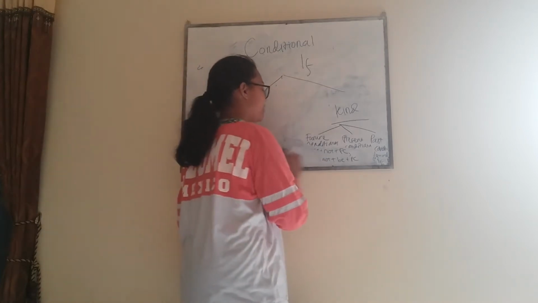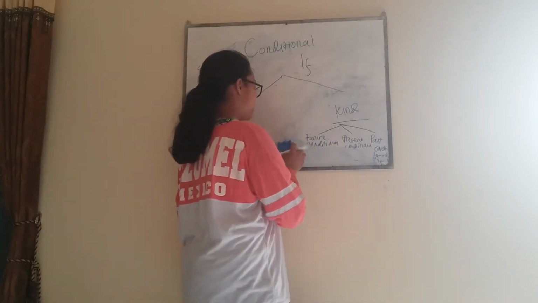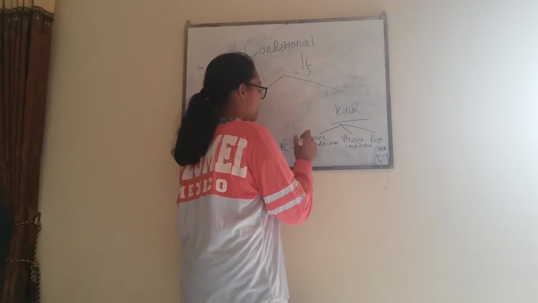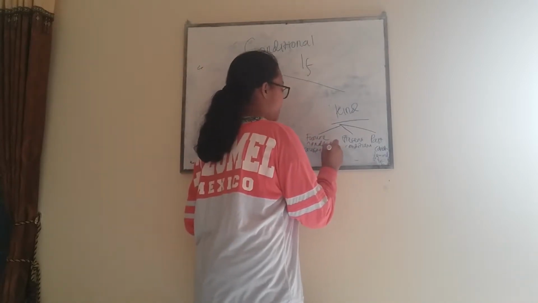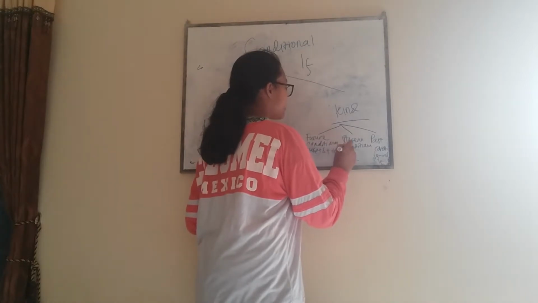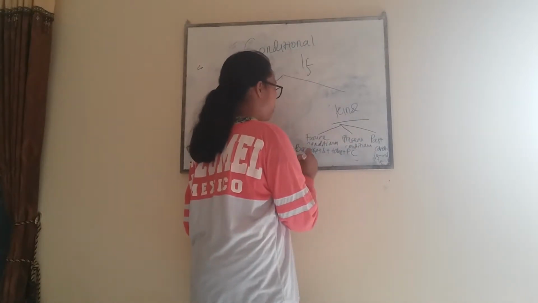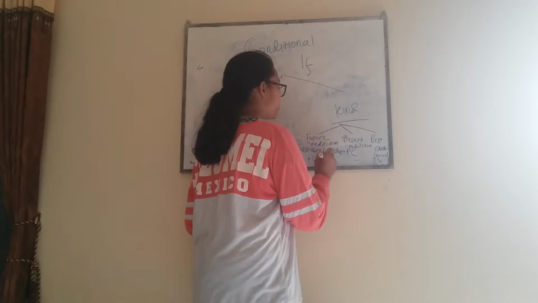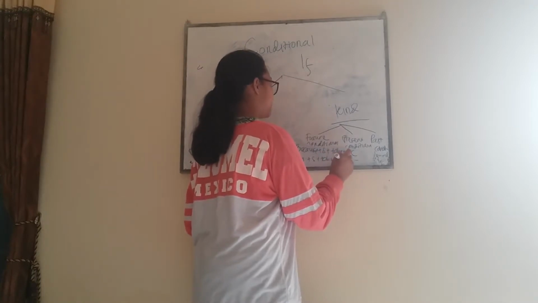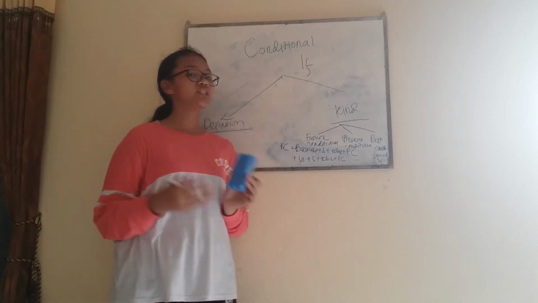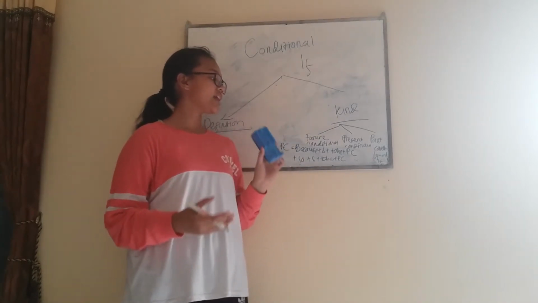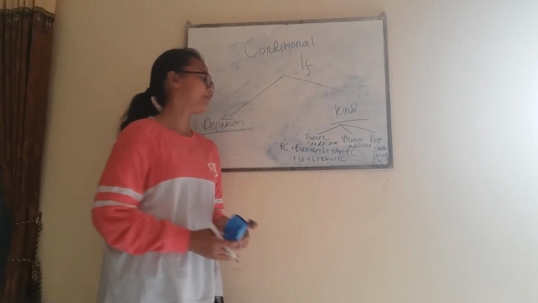And the real condition pattern is because plus subject plus to be plus predicate complement plus so plus subject plus to be plus predicate complement. For the example, because Rini is rich, so they are happy now.